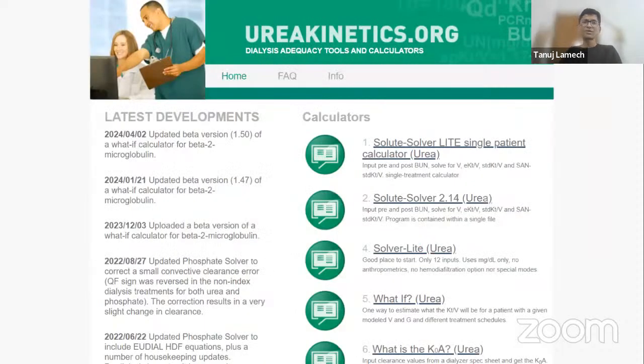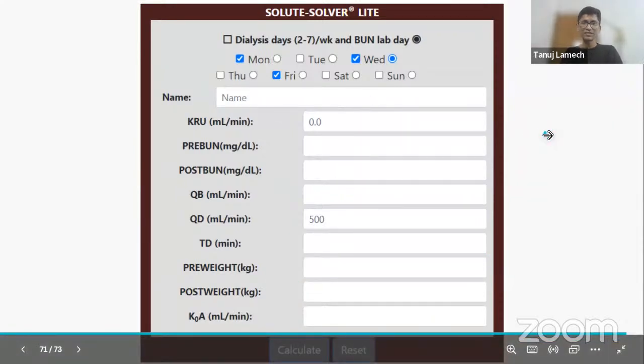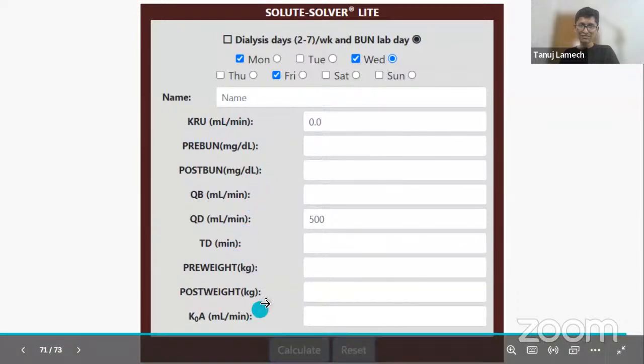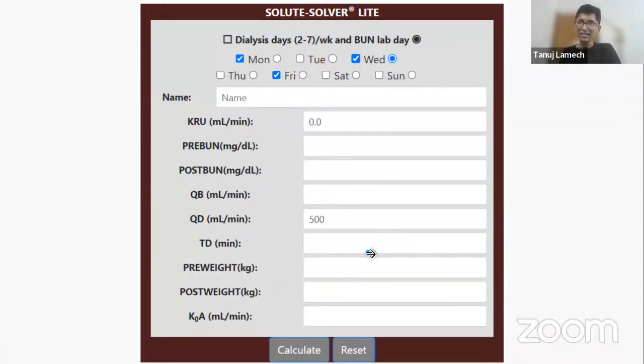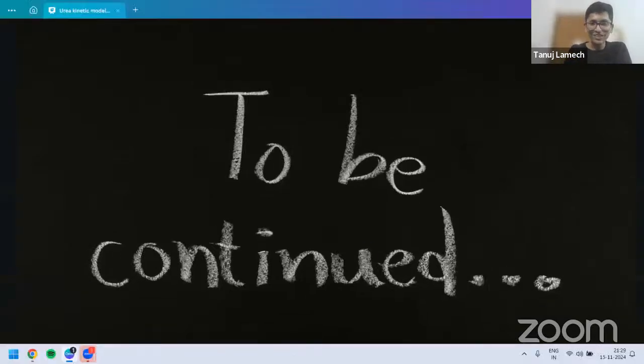All right, so we've spoken all of this, but then how do you actually do it? There's this website, ureakinetics.org. You go to the solute solver. This is very simple. These are all the things that you require. You just say which days the guy is coming for dialysis. This is your residual kidney clearance, ml per minute. Pre-HD BUN, post-HD BUN, blood flow, dialysate flow, time on dialysis, pre-HD weight, post-HD weight, and the K0 of your dialyzer. Let's calculate, and it should give you your value. So that is the end of today, urea kinetic modeling.